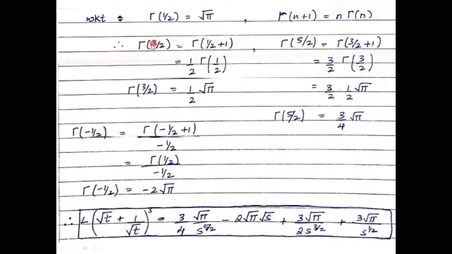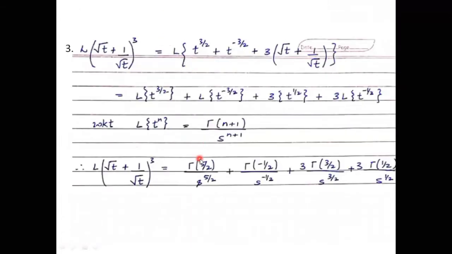Okay, so I want gamma 5 by 2, I want gamma 3 by 2, and gamma half we have a direct formula for that. Gamma half is equal to root pi, and the derivation of that we'll be doing in calculus part. And I also want gamma of minus half. Okay, so we know this, so we'll go to find what is gamma 3 by 2 here.